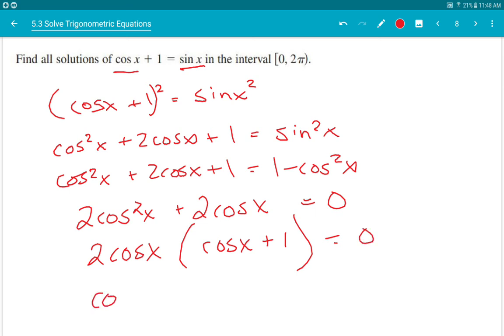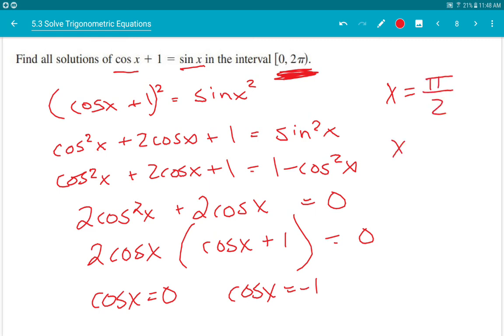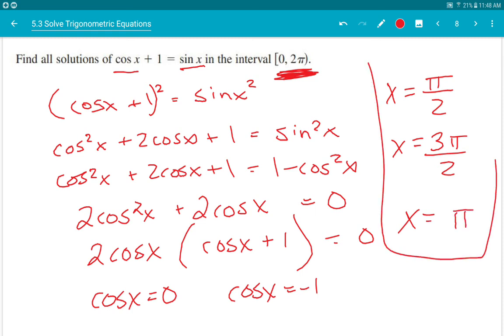All right, so cosine x is going to be 0 in the first equation, and cosine x is going to equal -1 in the second equation. So we're looking for where cosine is equal to 0 and cosine is equal to -1. They only told us on this restricted domain of 0 to 2 pi, so we're only going to find the solutions from 0 to 2 pi. Cosine is 0 at pi over 2 and 3 pi over 2, and cosine is equal to -1 at pi. So these are your only 3 solutions in this problem.